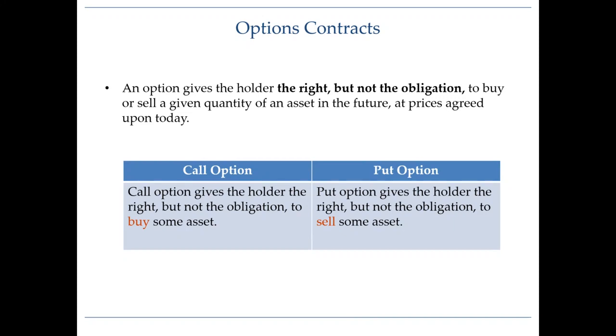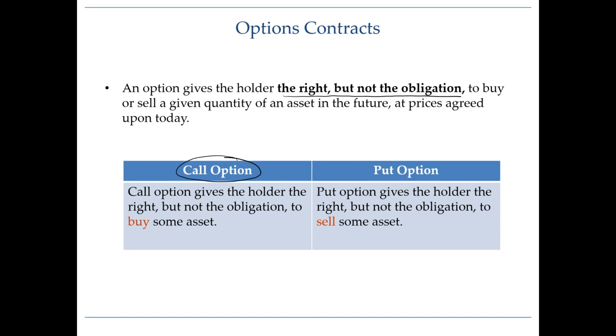Let's understand how put option buyer's position works. Before we do that, just a quick reminder that an option is a contract that gives the holder the right but not the obligation to buy or sell an underlying asset. In our case, the underlying asset happens to be foreign currency, and you have two types of options.